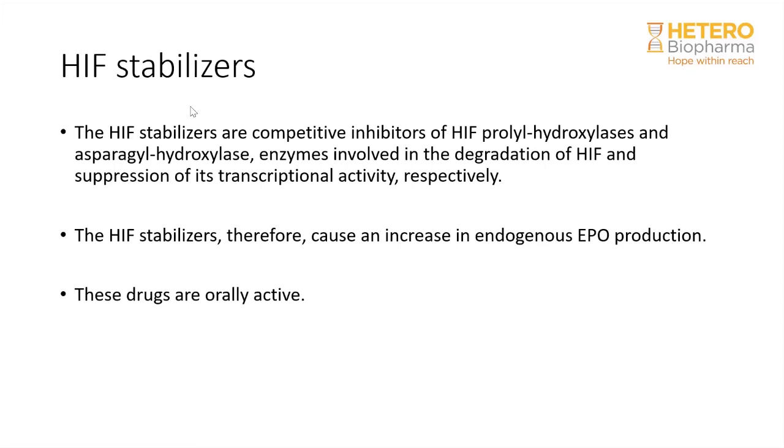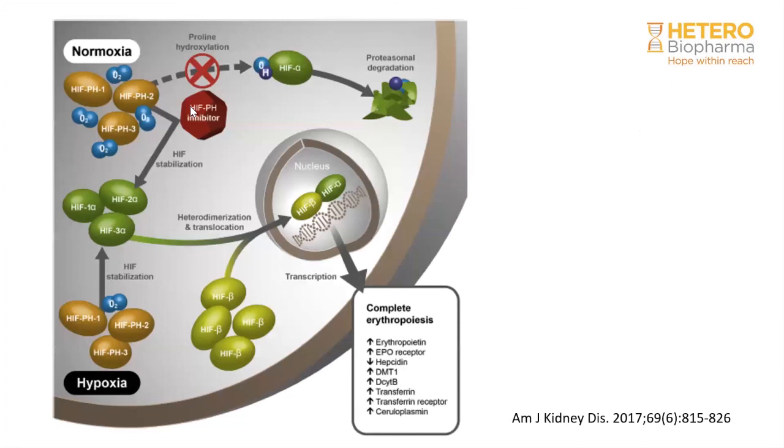The advantage of HIF inhibitors is that they not only do erythropoiesis, but also act on iron metabolism. They reduce hepcidin, improve transferrin, and increase transferrin receptors, ceruloplasmin and iron-carrying proteins. It is good for iron metabolism and also good for erythropoiesis.